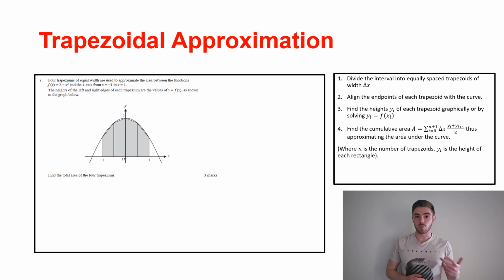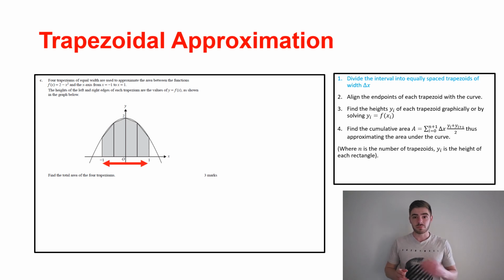Trapezoidal approximation is more accurate, but it's also a bit more difficult. Instead of using rectangles, which is just length times width, we use trapezoids, which have a much more complicated area equation. The main difference being that instead of just aligning one endpoint to the curve, we've got to align two now. And just like before, we need to figure out what the width of each trapezoid is going to be. But in this case, we have to calculate it.